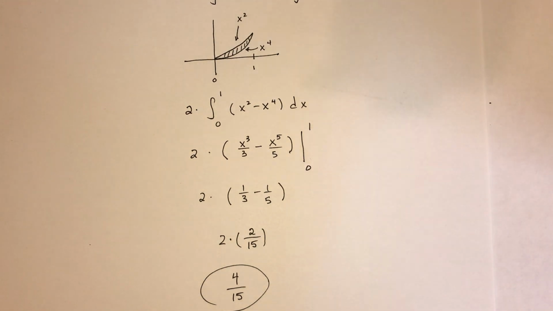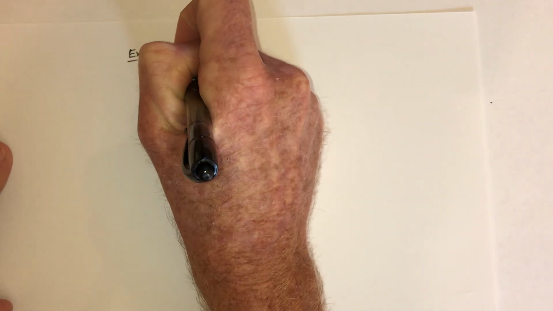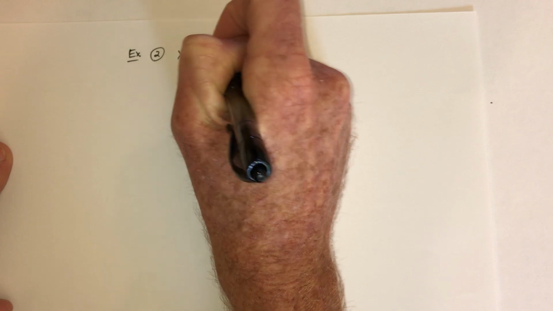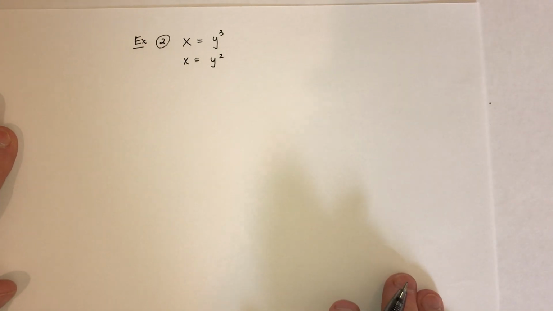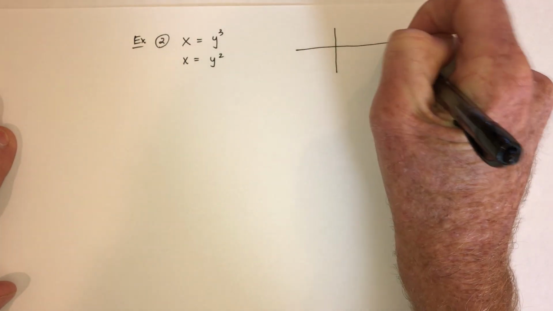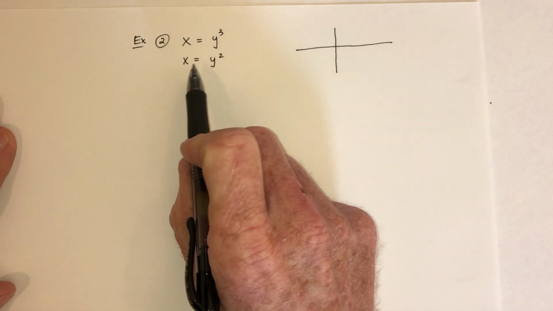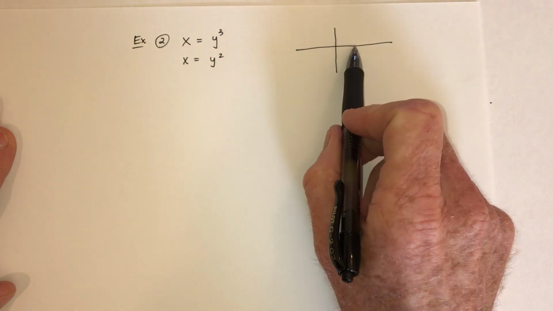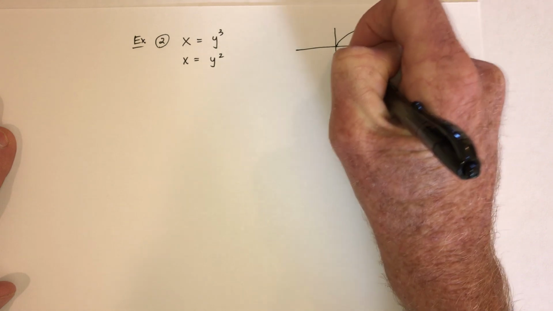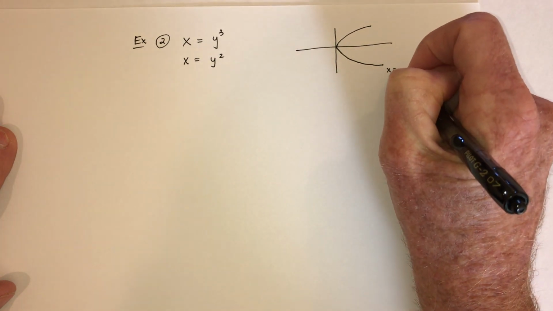All right, then what about example number 2? x is equal to y cubed, x is equal to y squared. So this is similar, but y squared makes a parabola, and it's saying x is equal to, when you square something, it's always positive. So x is always positive. So it's not over here, it's over here. And it's a parabola that's going sideways. So this one is x equals y squared.